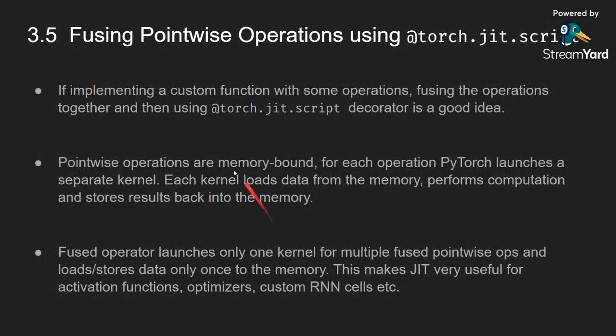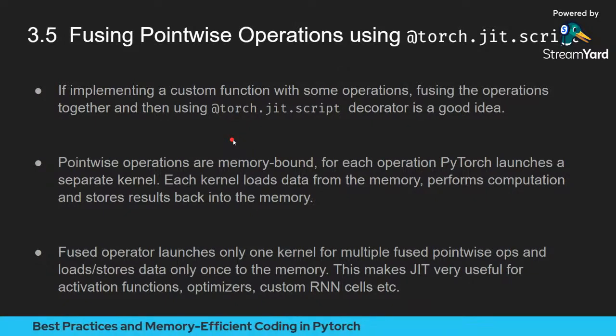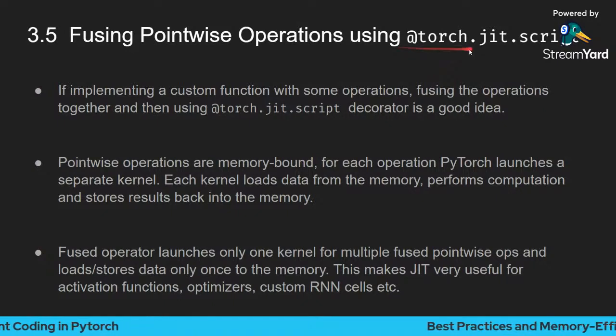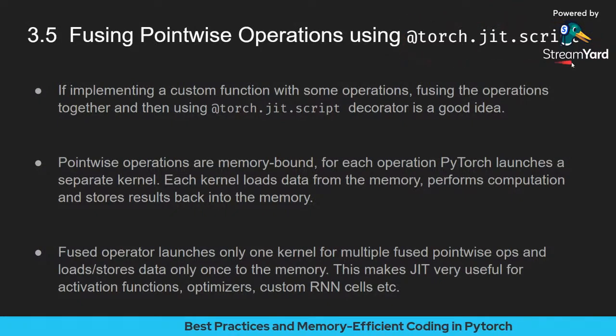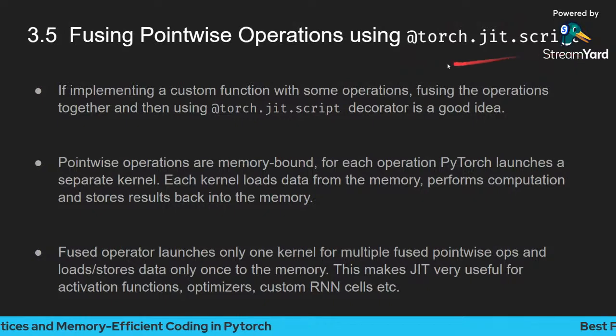The other thing is fusing pointwise operations using torch.jit.script. So let's say you have a custom loss function. Let's say there is a loss function that's not currently available in PyTorch, and you implemented that loss function, right? Or let's say you have a custom activation function, you implemented that activation function. You can decorate it using @torch.jit.script. What this will do is make the process faster, and it will also compile it for PyTorch so you can calculate gradients.